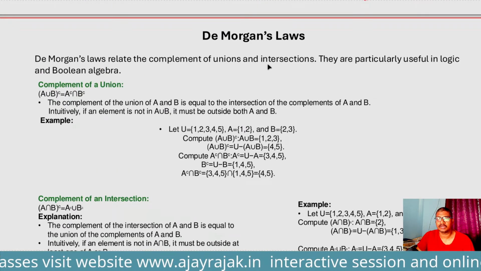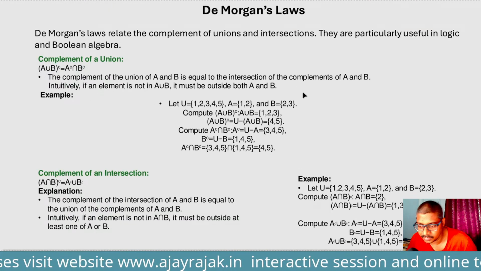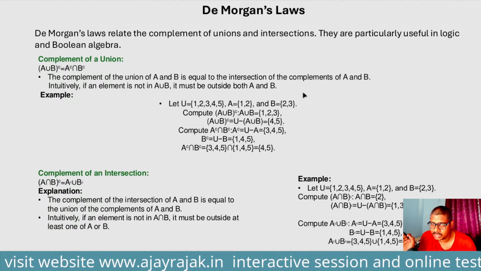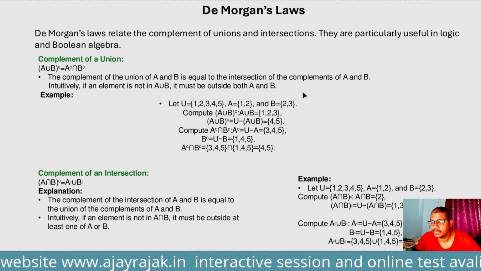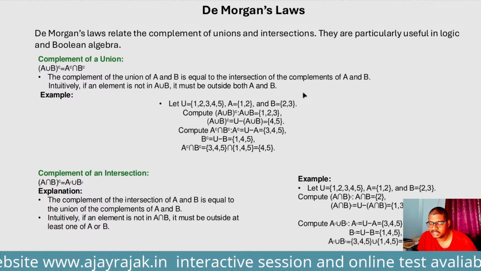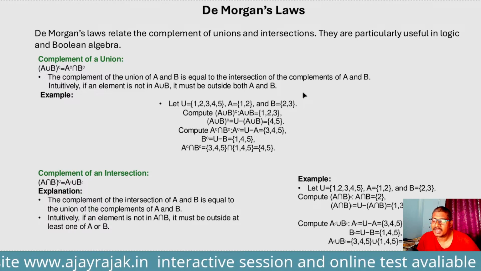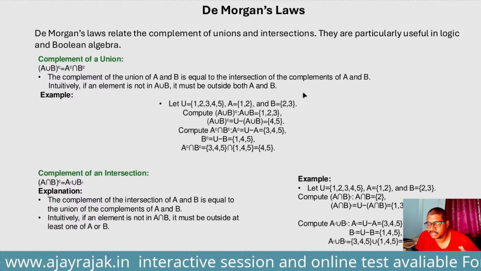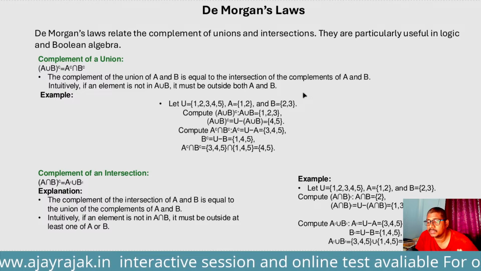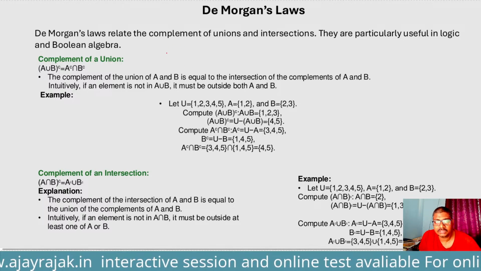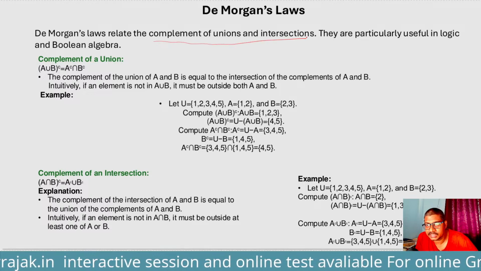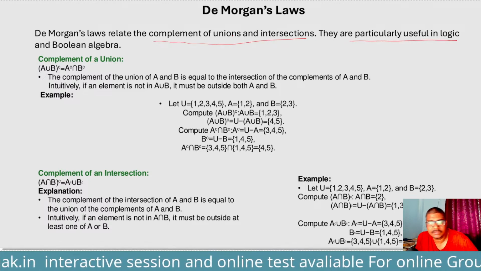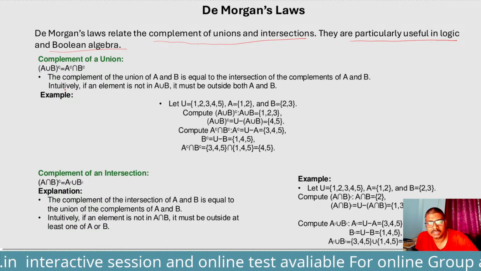Now it's not the last, but De Morgan's law is very important here. What is this law related to? It's related to complement, and we know what the complement of a set is. When a set is given to us, the remaining elements in the universal set are its complement. So De Morgan's law says that complements of unions and intersections are particularly useful in logic and Boolean algebra.